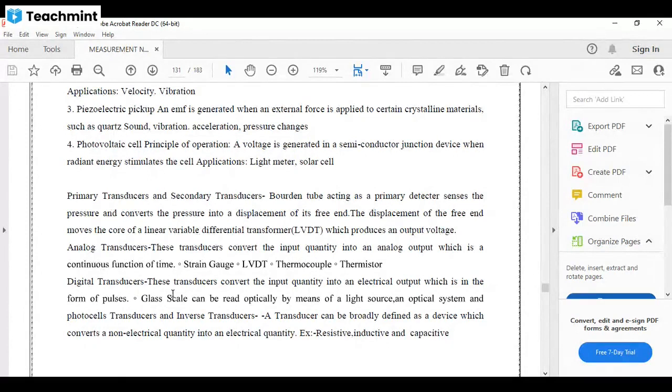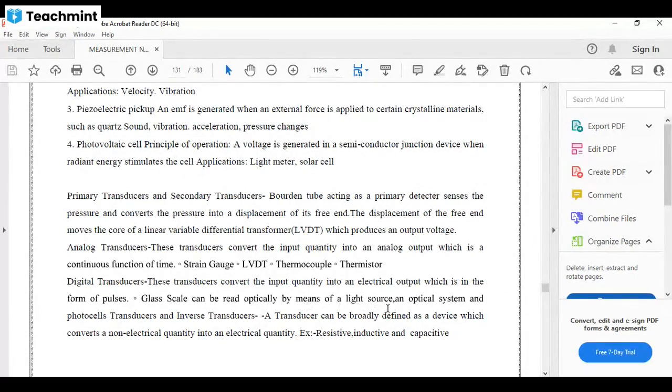And the digital transducer: this transducer converts the input quantity into an electrical output in the form of pulses. So what is a digital transducer? It converts the input quantity into an electrical output in the form of pulses, and the glass scale can be read optically by means of a light source.